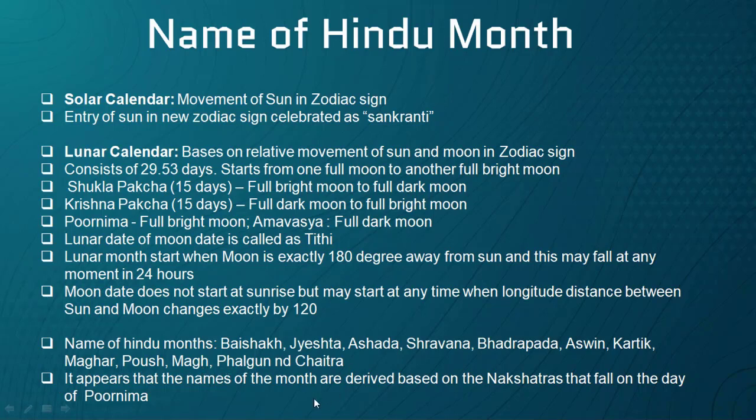Chaitra. If you look more into the days within these months, what I have noticed is that probably the names of the months have been derived based on the nakshatra that falls on the day of the Purnima. So if on the day of the Purnima the nakshatra rising was Chitra nakshatra, then that month is called Chaitra. Similarly, if the Magha nakshatra was rising on that day, then that particular month is called Magh.